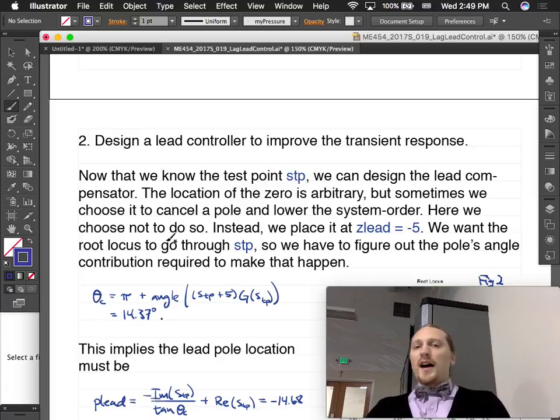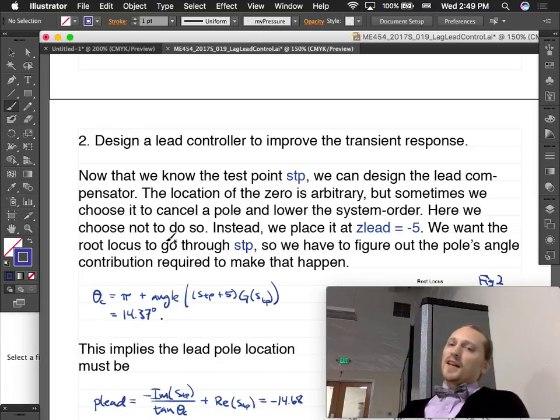So here we choose not to cancel a pole. Instead, we place it at -5. And that was pretty arbitrary. The problem specified -5, so we just went with that. But we could have chosen really anything for that zero.